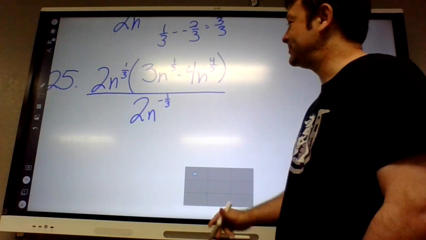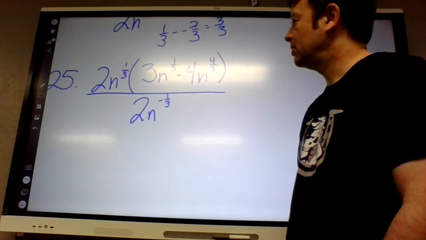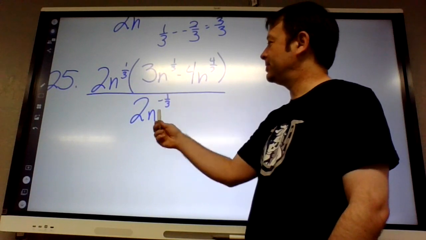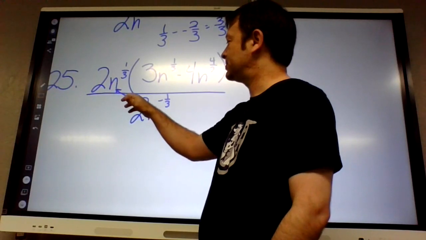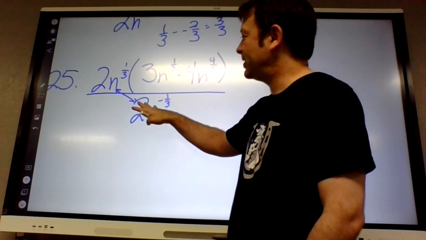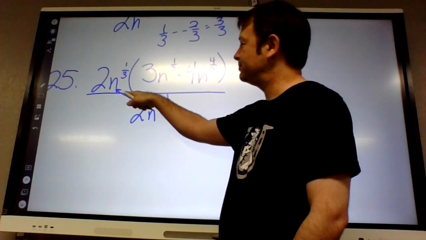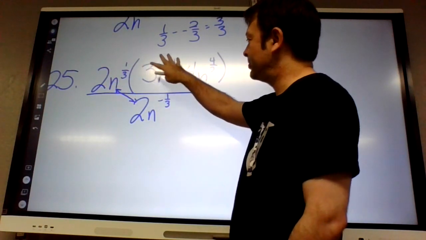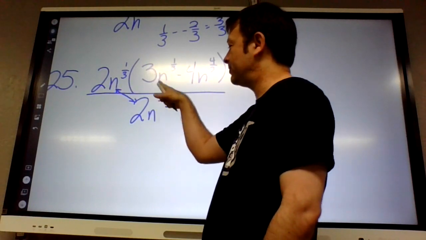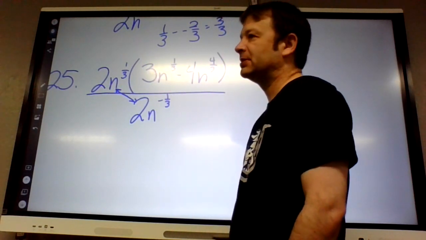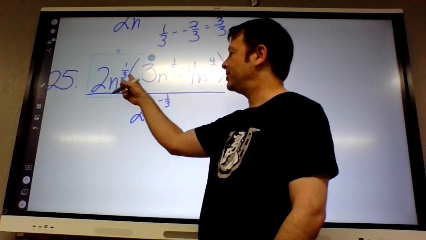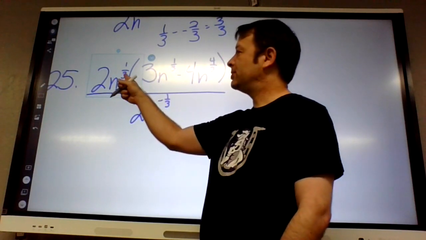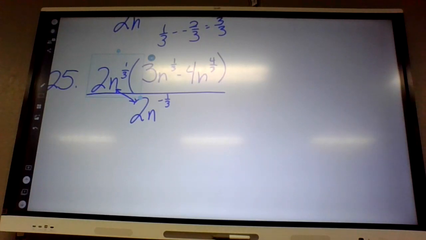Alright, any bright ideas for this one? First you distribute the multiplying, and then you could distribute the division. Oh wait, you could also just divide these two, and then distribute whatever's left over, because that's like you're distributing the multiply and the divide. Division distributive postulate. Sure. Okay, so 2 divided by 2, that goes away. What's n to the 1/3 divided by n to the negative 1/3? So it would be 1/3 minus negative 1/3.